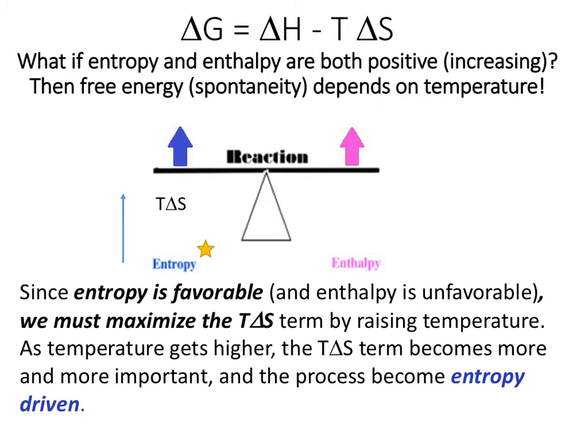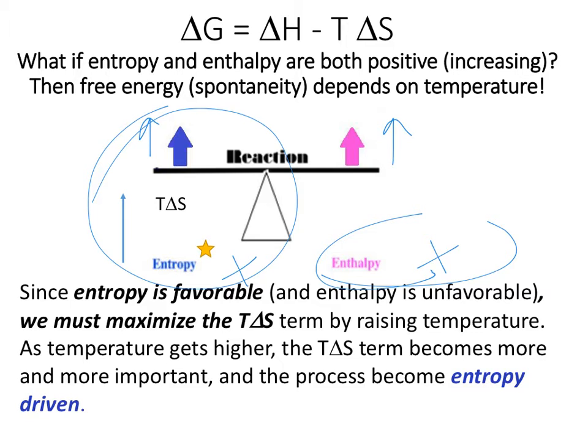On the other hand, if enthalpy and entropy are both increasing, that is, they both have a positive sign, we know that endothermic, a positive sign for enthalpy, is not favorable, but a positive sign for entropy is. So we want to emphasize, in this case, the entropy term. We do that by raising temperature. And at high temperatures, it becomes a spontaneous process, and we call that entropy-driven.